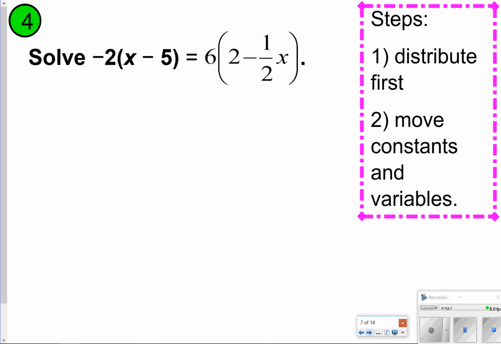Number 4 is a little bit different because now you're going to have to distribute the numbers first and then move your constants and variables. I do want you to try number 4 on your own. So let's go ahead and pause it, first distribute, and then move your constants and variables, and then click play to check your work.